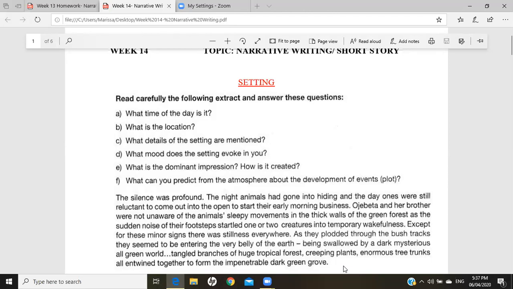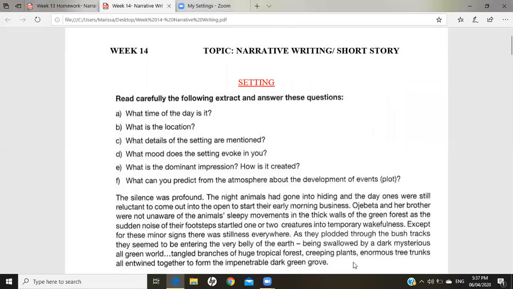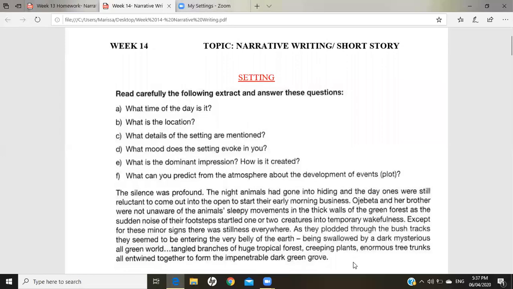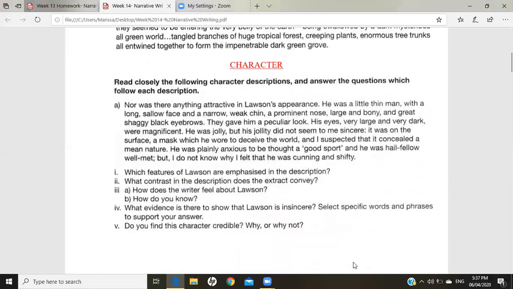So I want you all to keep reading this paragraph and the questions, so that when you write your own introductory paragraph, you could ask yourself, okay, did I incorporate the time of day, the location? Did I mention details of the setting? Are the details enough to create a mood? So this was just for you to remember, so that when you begin writing your stories, you would know exactly what to incorporate under setting.